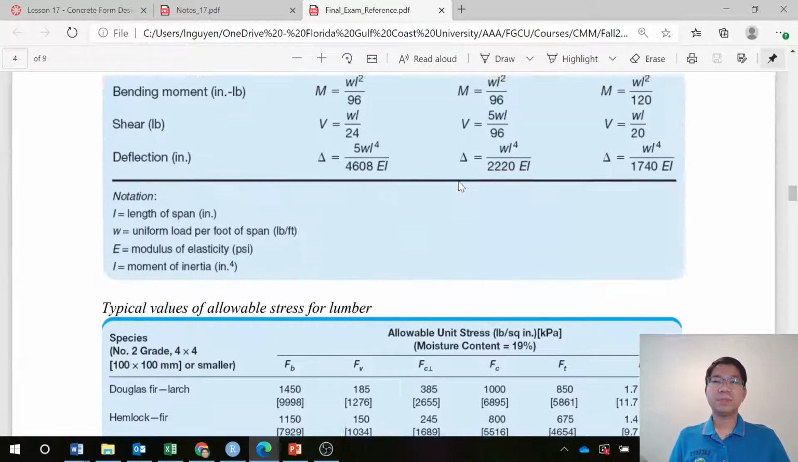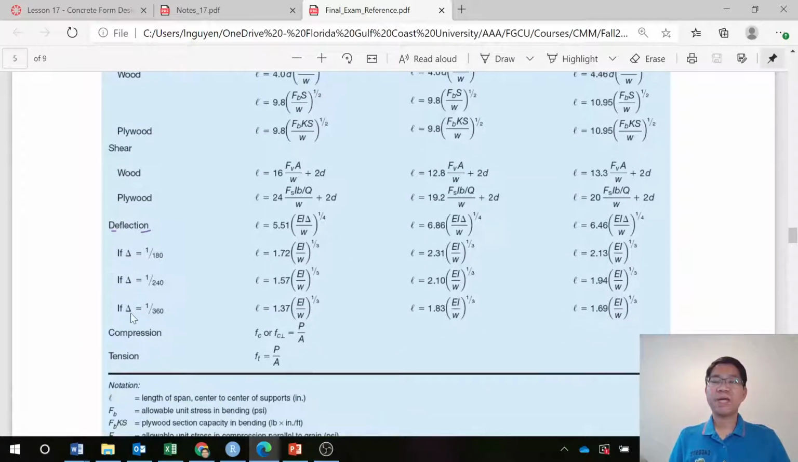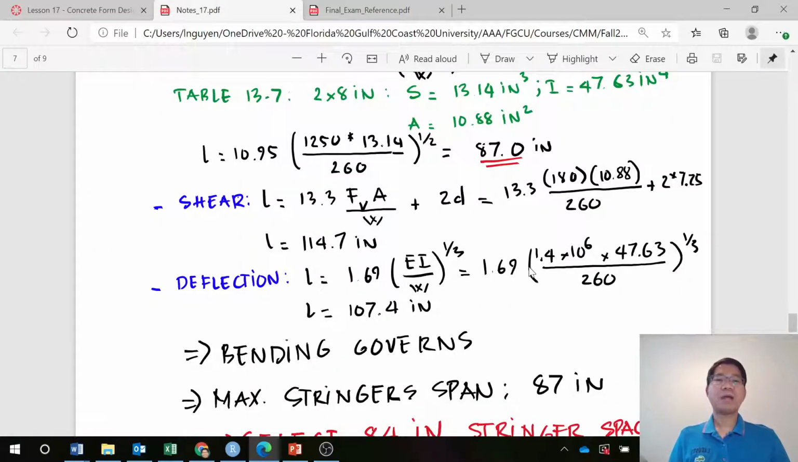For deflection, go to that equation. And for deflection, the problem gives us L over 360. So that equation you have, and they give us E, the modulus, and I we can find out from the table, already determined W. So you can apply that, and we can find out the L.